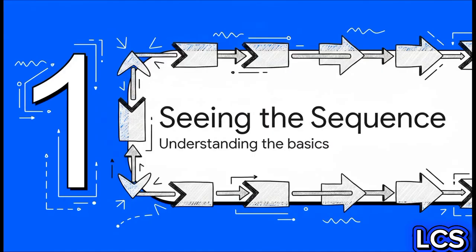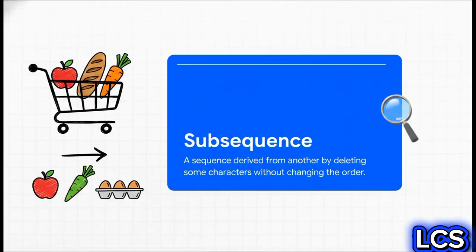Alright, so before we can find the longest common subsequence, we have to get crystal clear on what a subsequence actually is. It sounds simple, but trust me, getting this distinction right is super important. A subsequence is just a bunch of characters you pull from a string, but, and this is the big rule, they have to stay in their original order. Think about it like a grocery list. If your list is apples, bread, carrots, eggs, then apples, carrots, eggs is a totally valid subsequence. We skipped bread, but the other items are still in the order they were on the original list.